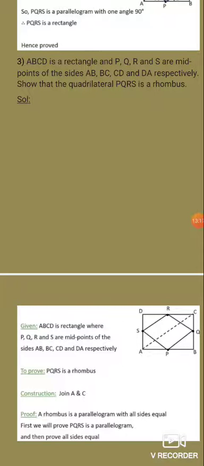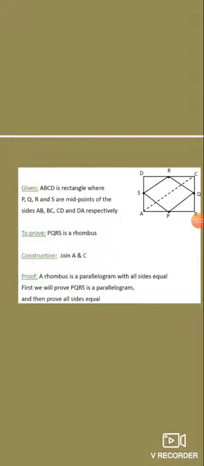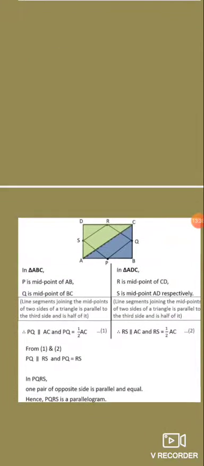For that, join A and C. Now for the proof, a rhombus is a parallelogram with all sides equal. So first we need to prove that PQRS is a parallelogram and then prove all sides equal. Okay, now listen carefully. In this figure, triangle ABC, P is the midpoint of side AB and Q is the midpoint of side BC. So same reason, we can write PQ parallel to AC and PQ is half of AC.